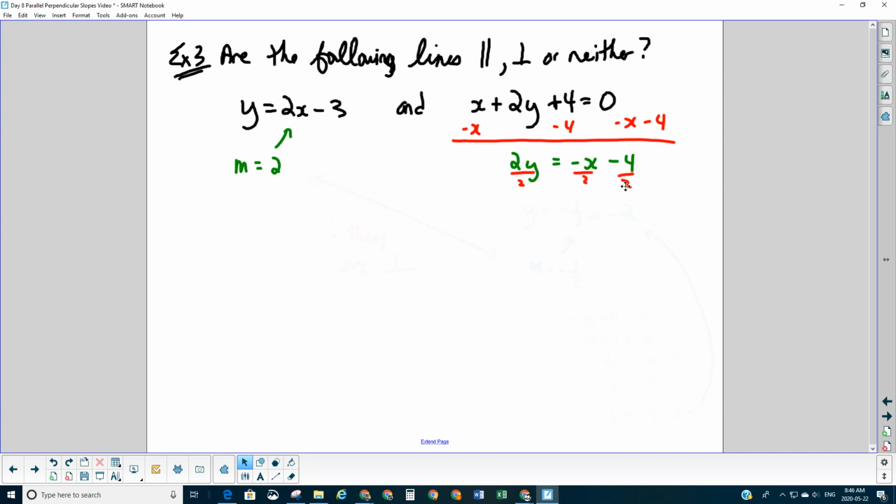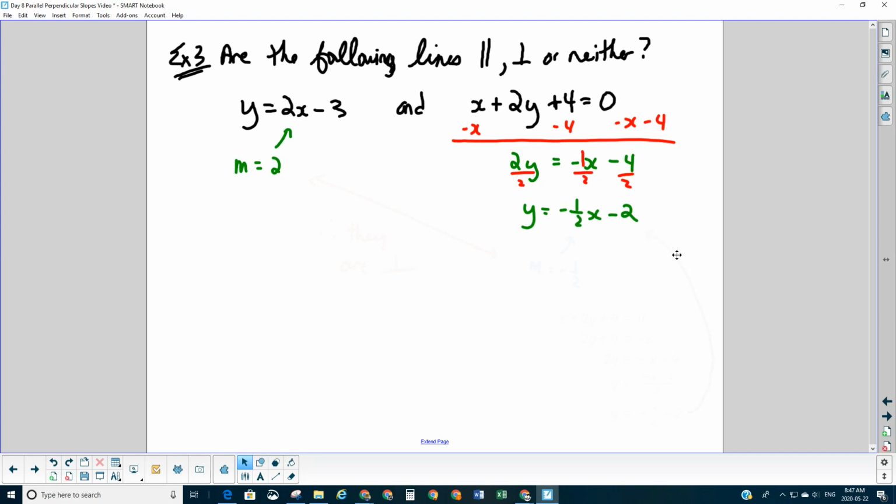So if I divide everything by 2, obviously this is just going to be a y. 4 divided by 2 is going to be a 2. It's going to be a negative 2. And remember, this negative x is like a negative 1x. And so when I divide that, it's going to be negative 1/2 x. And there's my equation in y equals mx plus b form.